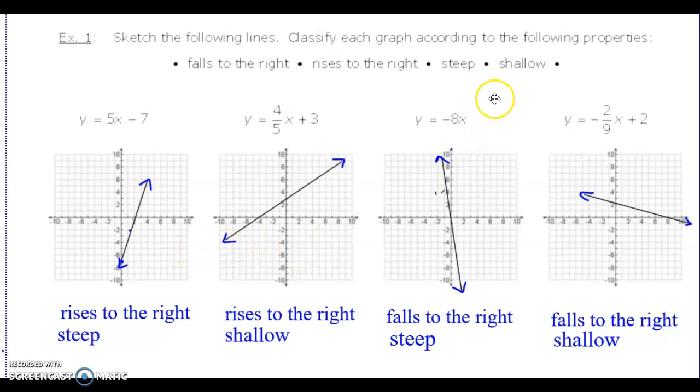Looking at my next two lines, third and fourth one, y equals negative 8x. So my y-intercept here is 0. My slope is negative 8. So down 8, right 1, or I could, if I wanted to, go up 8, left 1. Connect with the straight line. So clearly this line falls to the right, and I should be able to describe it as steep. I can tell that it's very steep. My last line, y equals negative 2 over 9x plus 2, starting with my y-intercept, which is 2. There it is. Slope is negative 2 over 9, down 2, right 9, connect. This line also falls to the right, and in terms of steep or shallow, I would say this is shallow.